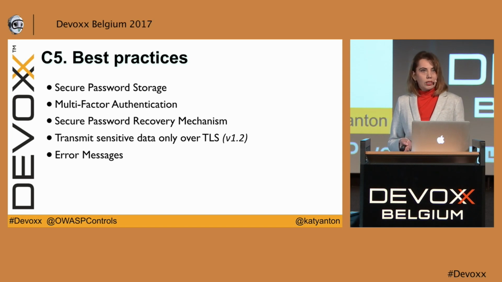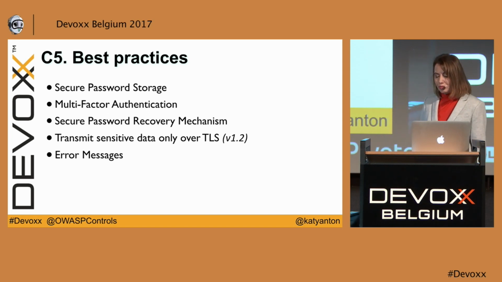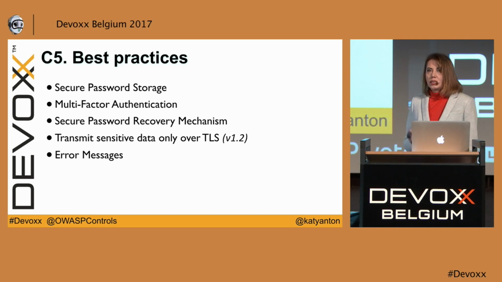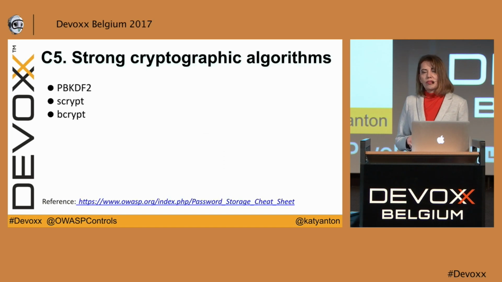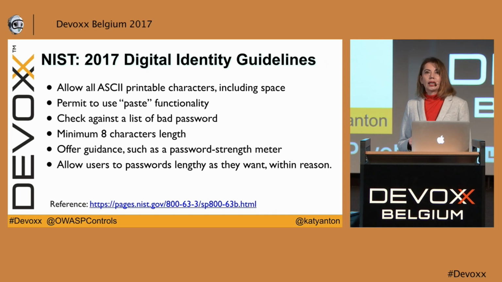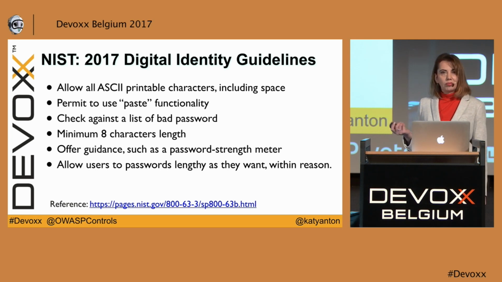When it comes to storing the password, we want to make it as difficult as possible for the attackers in case the database is leaked. For this, we must use a strong cryptographic algorithm like password-based key derivation function 2, bcrypt or scrypt. When it comes to the actual password, the latest NIST guidelines, which have just been published this year, recommend allowing all the ASCII characters in passwords, including space.